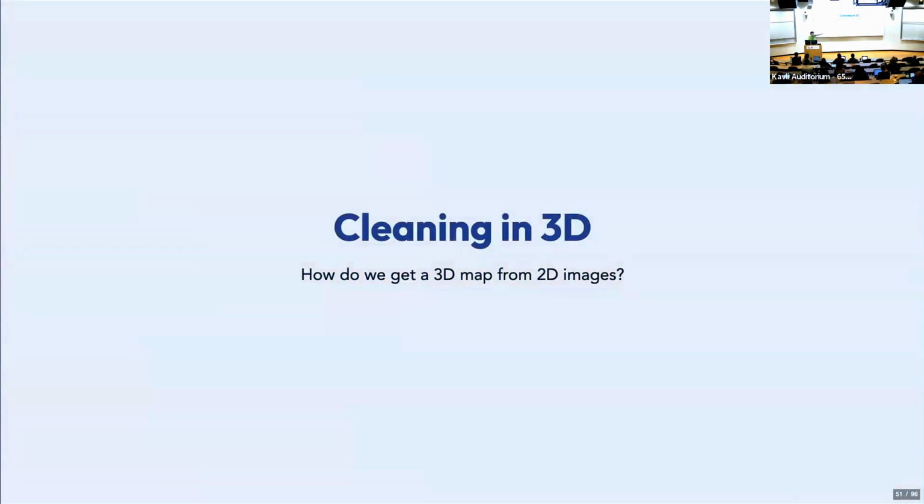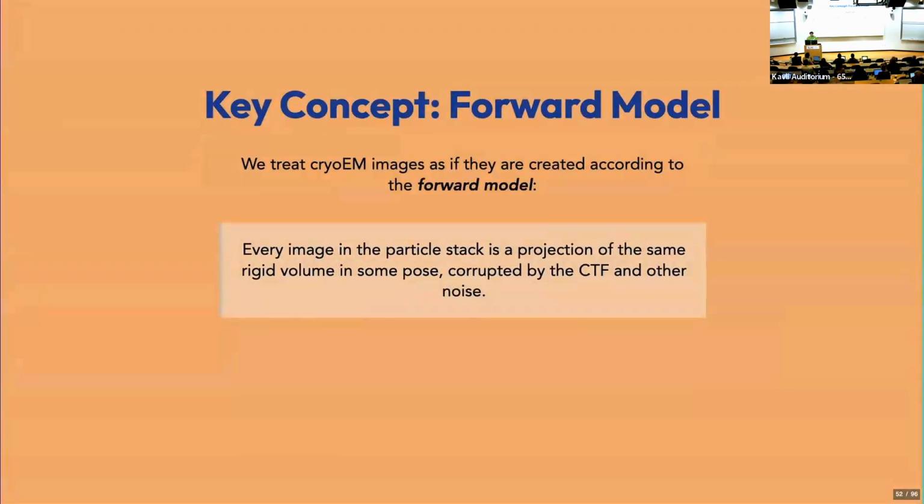Okay, so first, we want to clean in 3D. How do we do that? We have 2D images. How do we get to the 3rd dimension? The key concept here is called the forward model. This is a way that we model the creation of the cryo-EM images that we record. The forward model says that every image in the particle stack is a projection of the same rigid volume in some pose, I've already talked enough about poses, corrupted by the CTF and by noise, right? The forward model is how we say the images are formed.